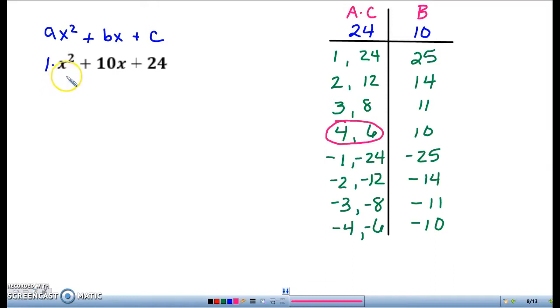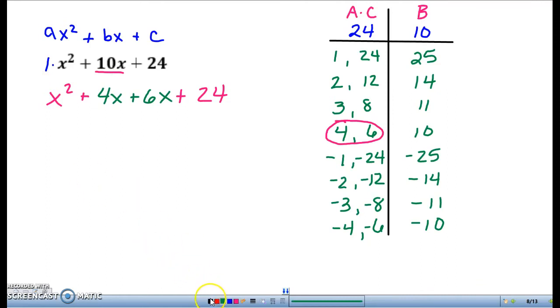If you're factoring by grouping, we're going to keep our x squared, and we're going to keep our positive 24 down here at the end. We're going to replace 10x with 4x and 6x. So plus 4x plus 6x. So we just renamed the 10x. Now we're going to group. If you're a factoring by grouping person, you would do this next.